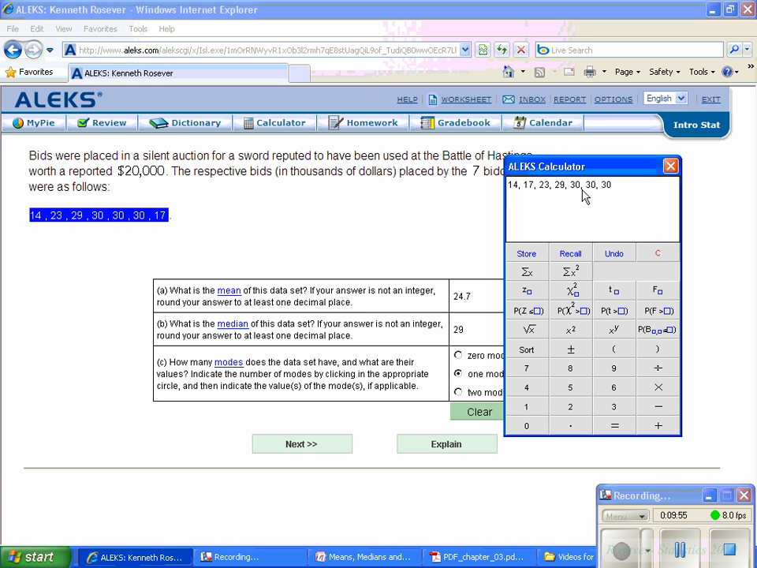That's the mid of all those. Okay, it's not the middle number, but it's the middle point in the range. That's called the mid-range. The range is a measure of dispersion. The mid-range is a measure of central tendency.